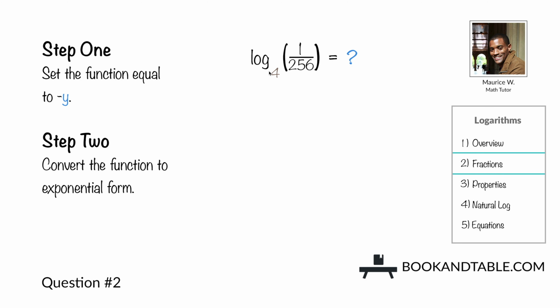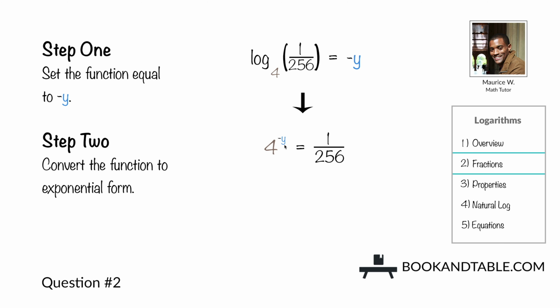We were given log base 4 of 1/256. Since we have a base that is an integer and an argument that is a fraction with a numerator of 1, we're going to set the function equal to negative y for step 1. Then step 2, we are going to convert the logarithmic function to exponential form. So we take our base 4, raise it to a power of negative y, and set that equal to the argument 1 over 256.